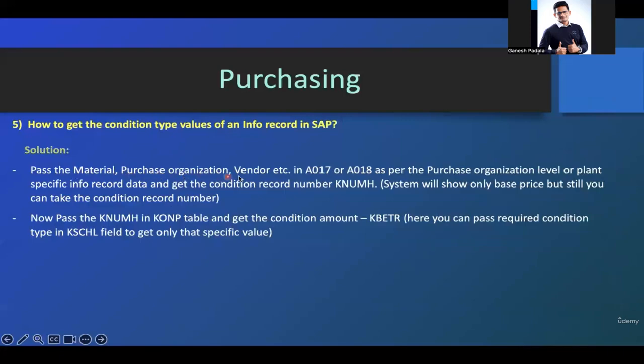So you need to pass the material, purchase organization, vendor in A017 and A018, because A017, A018 are two different tables which store the plant specific level and the purchasing organization level. We have a plant specific info record and a purchasing organization specific info record, right? For both of them, we have two tables. First, you need to pass your required information in that table to get the condition record number. Once you get the condition record number, pass it in the KONP table and get the condition amount KBETR. Okay. This is about how to get the info record information.